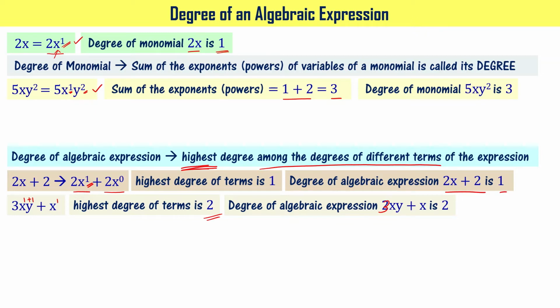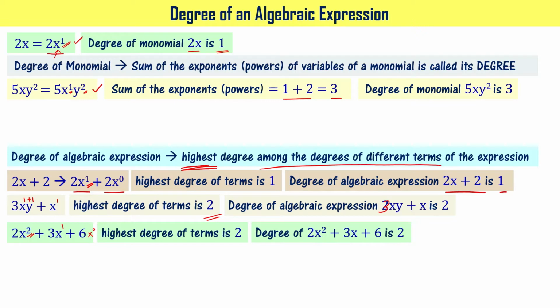Let us consider another algebraic expression, that is 2x square plus 3x plus 6. From here, you can say that the highest degree is 2, this particular 2. Here you have 1, here you have x power 0, right? That's why the degree of the given algebraic expression is 2. Degree of 2y cube plus 3y square plus 6y plus 7 is 3. The reason is that the highest degree of the terms is 3, right?